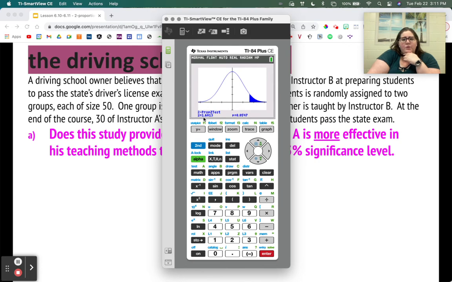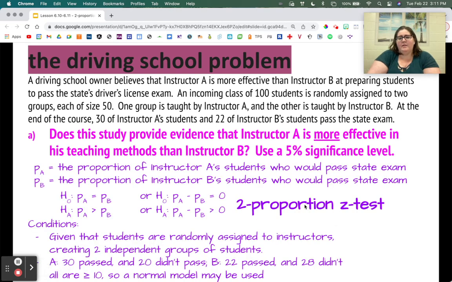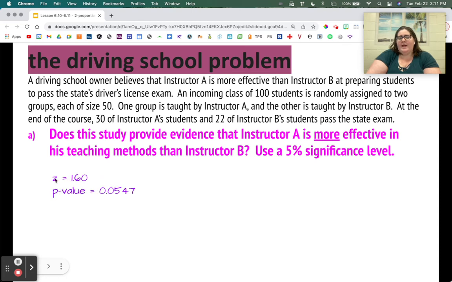So we are given a z-score of 1.6013, and we are given a p-value of 0.0547. Those are the things that we would want to make sure and write down on our paper. So z-score is 1.60, p-value is 0.0547. And that's really it for our calculate step. It's all we really have to write. Because I wrote 2 proportion z-test over here, that kind of takes away the need to write out the formula, but I need to make sure and write out the z-score and the p-value.